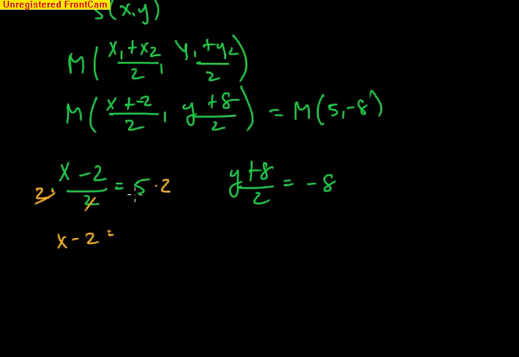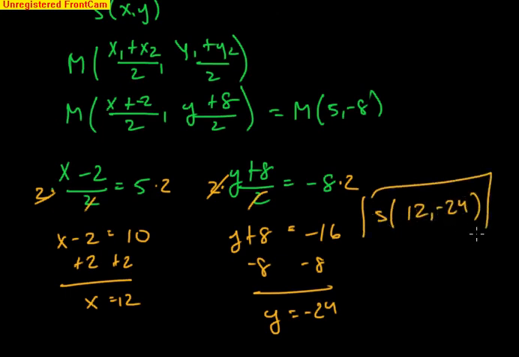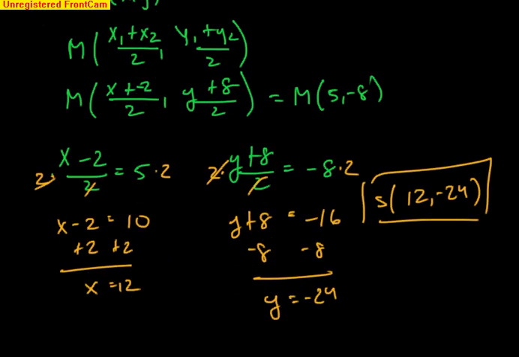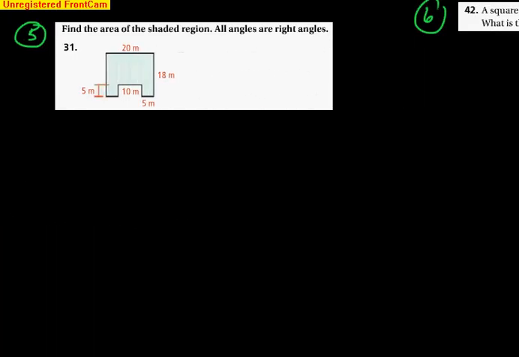The 2's cancel, x minus 2 equals, and 5 times 2 is 10, and then we'll add 2 to both sides, and x equals 12. On the y-coordinate, we'll again multiply by 2. Y plus 8, the 2's cancel, equals, make sure you multiply, negative 16, and we'll subtract 8, and we'll get negative 24. So the coordinates of S, our other endpoint, are 12, negative 24. Be aware when they give you the midpoint versus when you have to find the midpoint. Okay? Again, you can do it graphically too. Just make sure you show me the graph. All right. I prefer the algebra way.